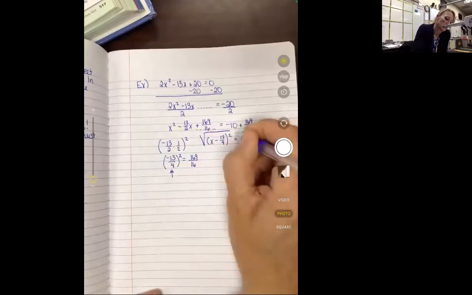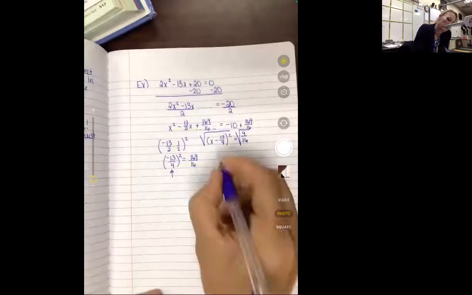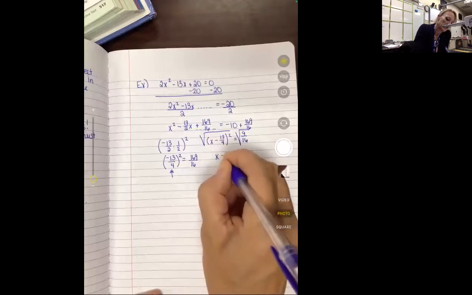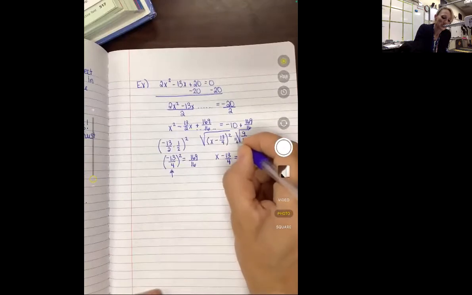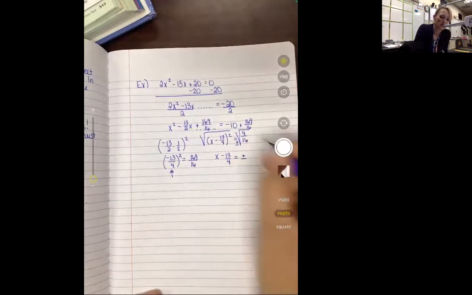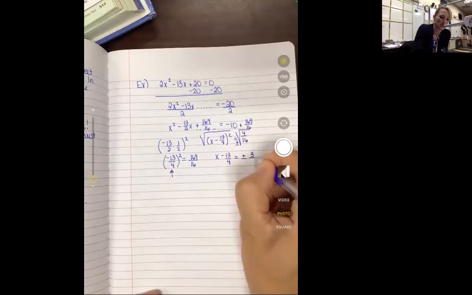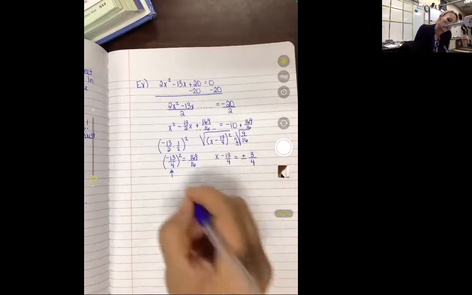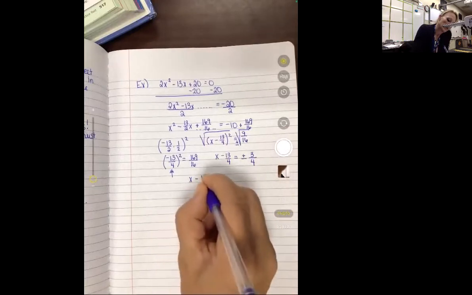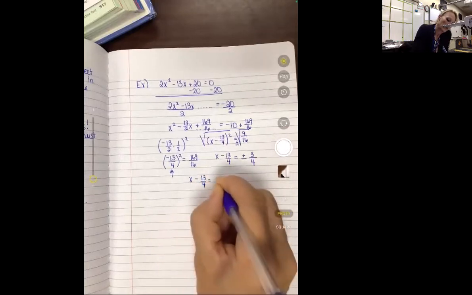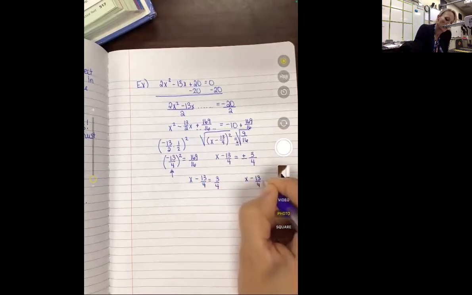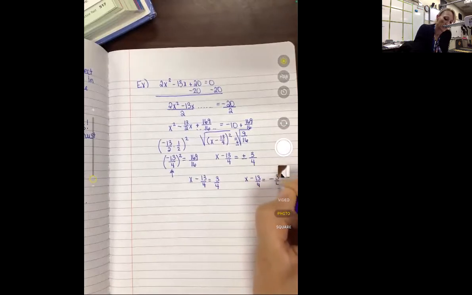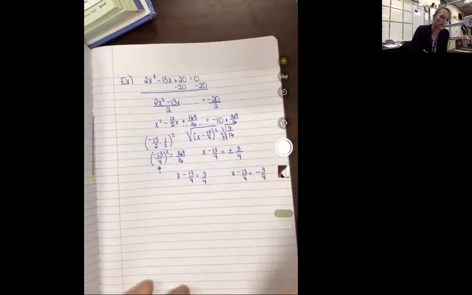So we're going to square root both sides. The square root of anything squared is itself, so x minus 13 over 4 equals, remember this is a plus or minus, plus or minus the square root of 9, which is 3, over the square root of 16, which is 4. Then I'm going to write it in two separate equations. So x minus 13 over 4 equals positive 3 over 4, and x minus 13 over 4 equals negative 3 over 4. Because don't forget, all quadratics have 2 answers.